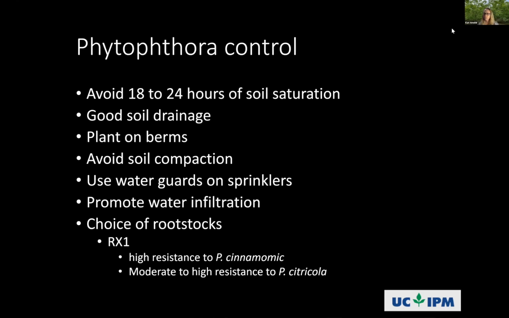Additionally, the choice of rootstocks. RX1 has shown a high resistance to a certain species of Phytophthora. Additionally, there is a moderate to high resistance to another species of Phytophthora. So RX1 is a handy rootstock, and that is a UC research-based rootstock release that is available to you, and that rootstock and the work behind it and the future rootstocks, clonal UC rootstocks that are being developed as we speak, are all funded in some part by the California Walnut Board.